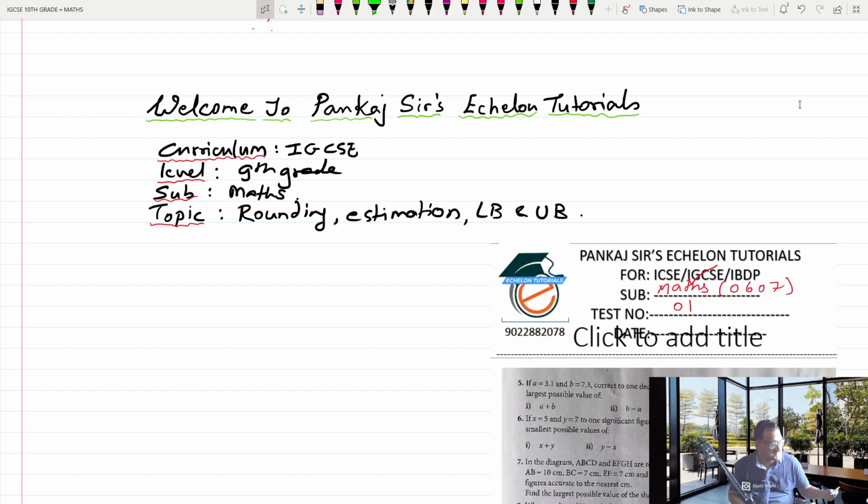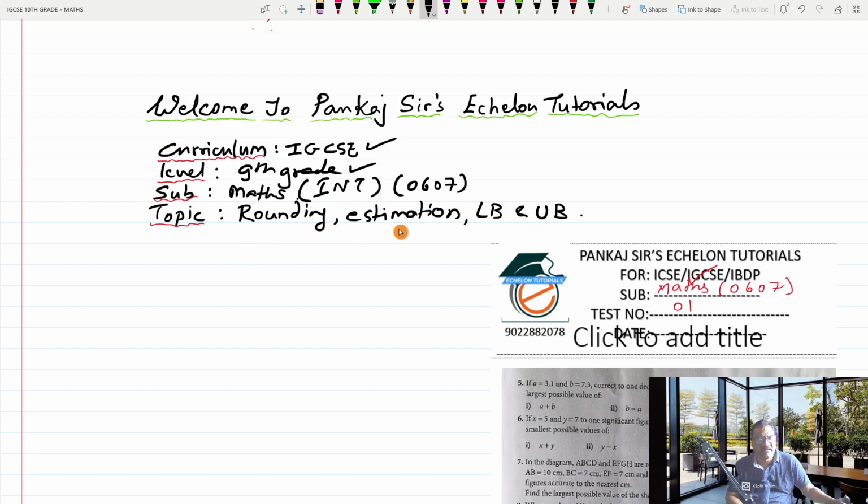In today's session, we are going to deal with the IGCSE curriculum, and the level is the ninth grade. The subject is maths. In fact, it is international maths, and the code for this is 0607. The topic will be rounding, estimation, lower bound, upper bound. So these are the topics.